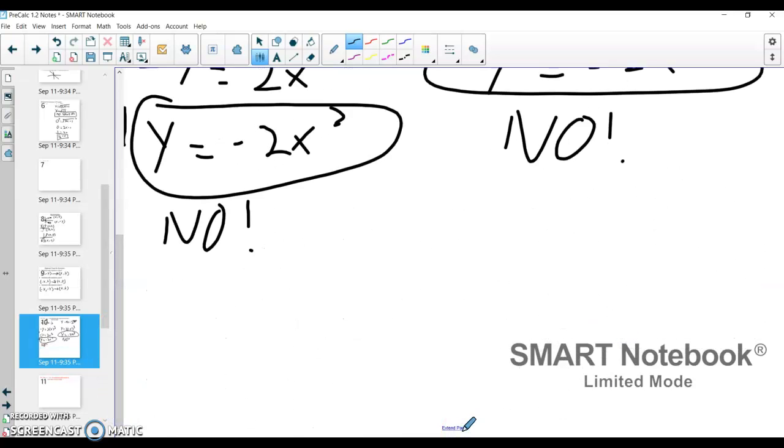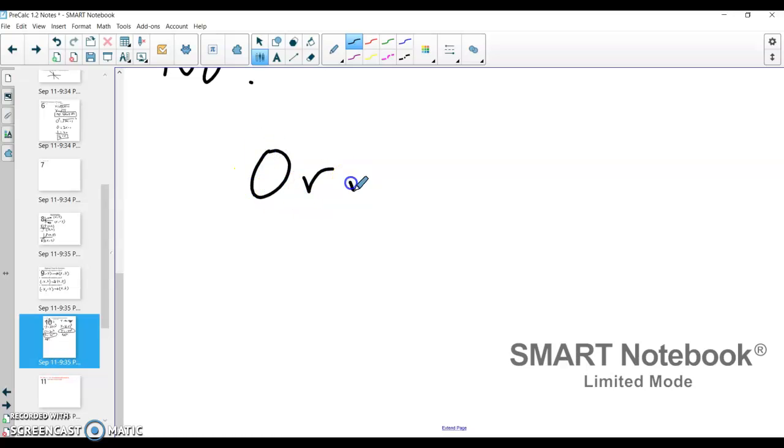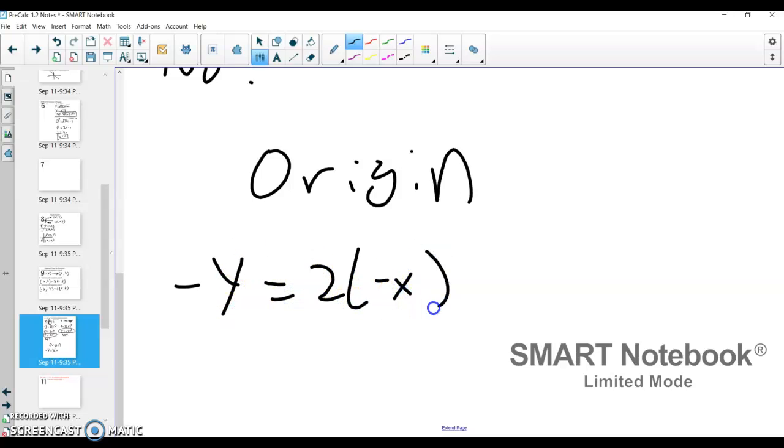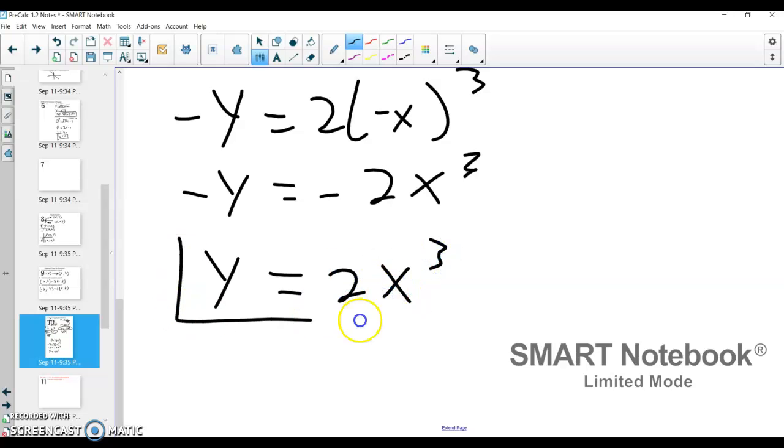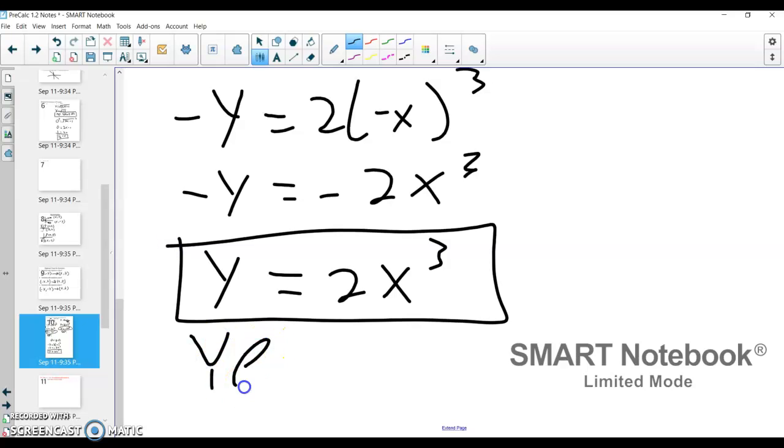And now let's try the origin. Origin symmetry, you plug in a negative y and you plug in a negative x. Negative y is still negative y. Negative x cubed gives me negative 2x cubed. And if I divide both sides by negative 1, that is y equals a positive 2x cubed. And that is the same. And so yes, it has origin symmetry.